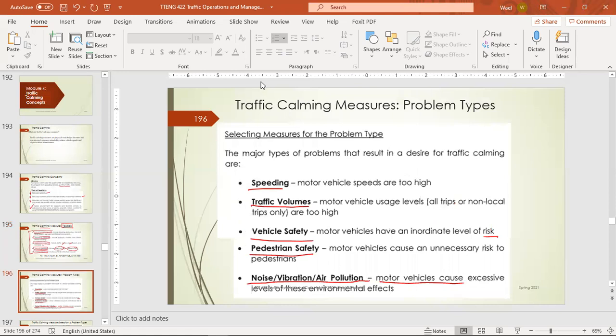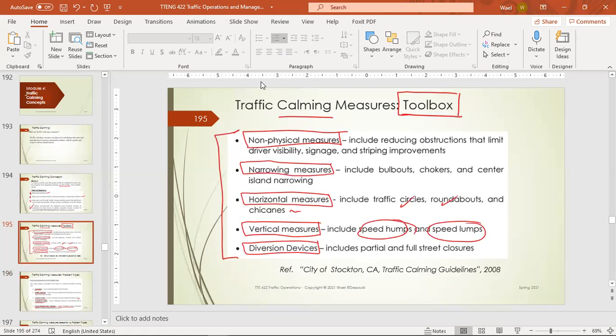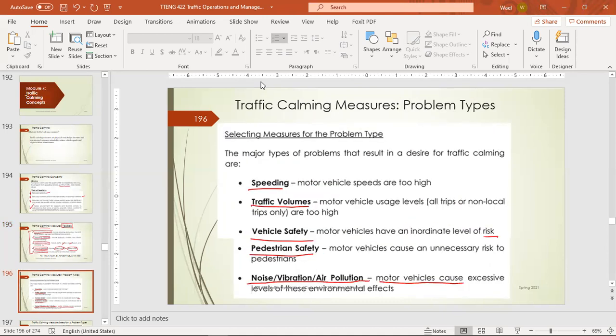Then we discussed that for each problem there is an effective measure. These measures are not suitable for just any problem. For each problem, we have a traffic calming strategy that better suits it. For example, the common problems are usually speeding or traffic volume, vehicle safety, pedestrian safety, noise and vibration, and air pollution in the area. These are the five major problems that we need traffic calming to handle.